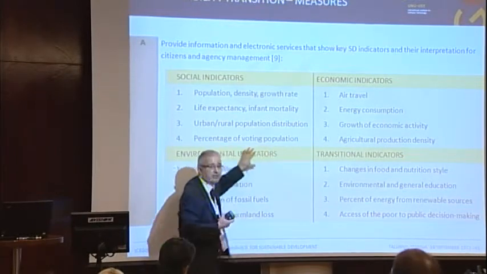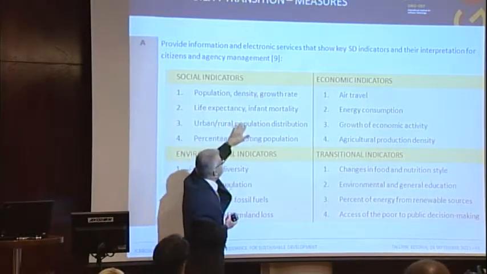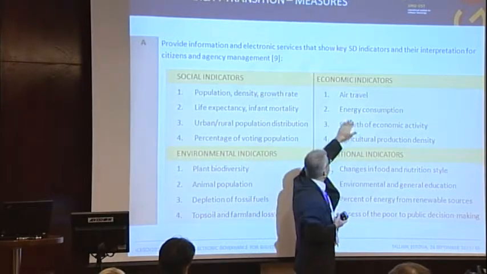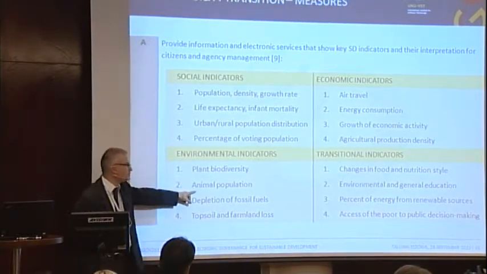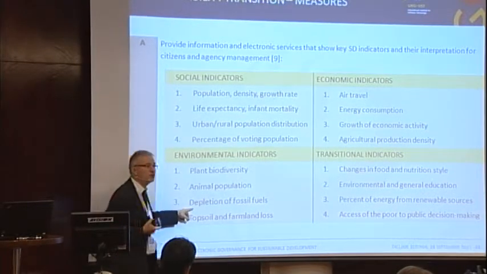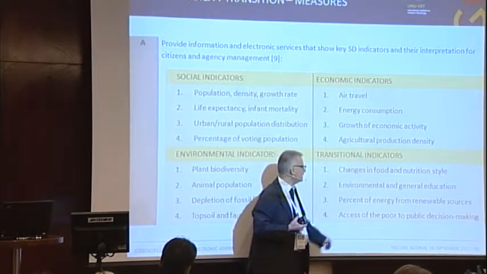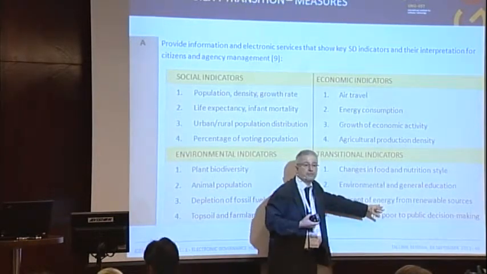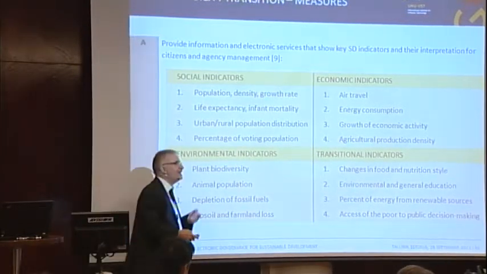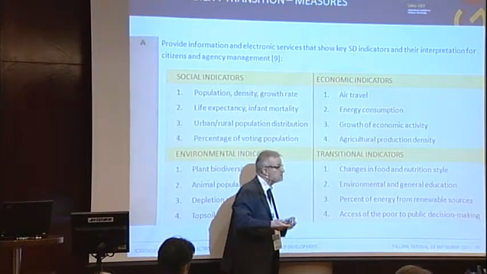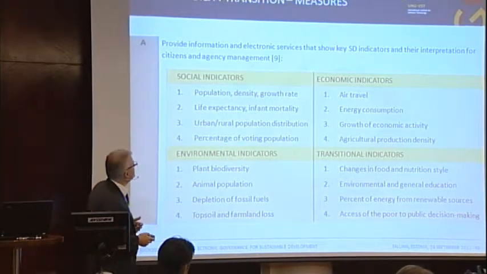So here you see a system of indicators for sustainability, like social: population density, growth rate, life expectancy, infant mortality; economic indicators: air travel, energy consumption, growth of economic activities; environmental indicators: biodiversity, animal population, depletion of fossil fuels; or transitional indicators like changes in food and nutrition styles, environmental and general education, percentage of energy generated from renewable sources. So providing electronic services and information that can help people and businesses decide which channels to use to reduce the impact on the environment and to help sustainability transition.